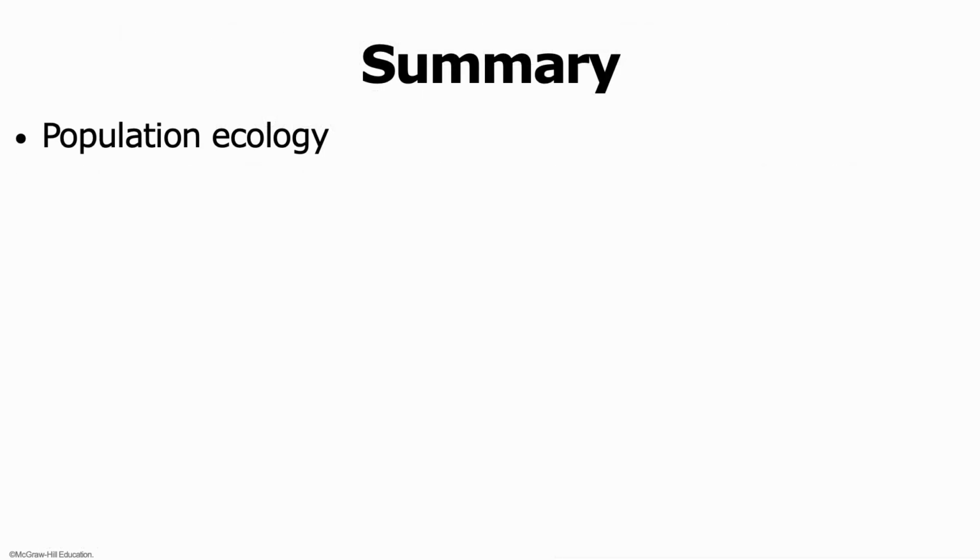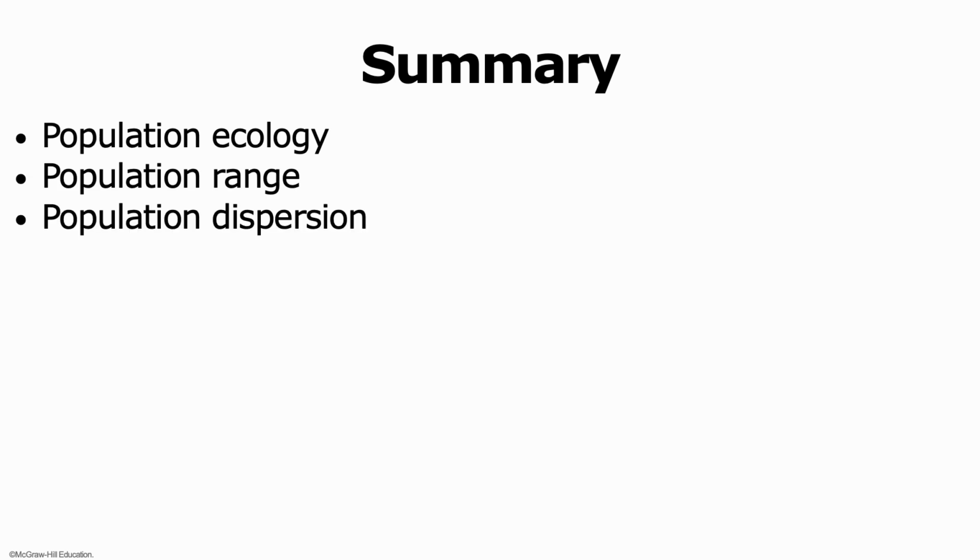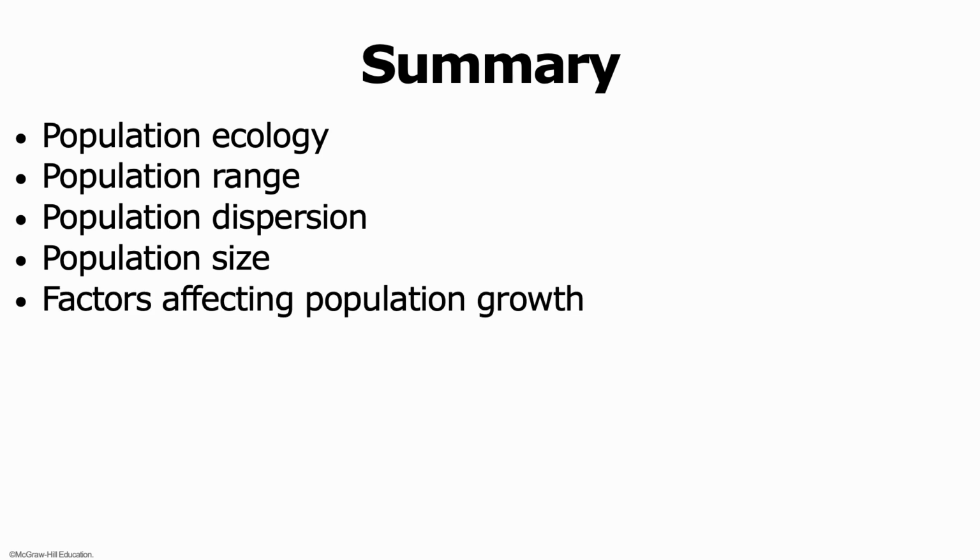With this, we come to the end of our talk, where we learned about basic aspects of population ecology, which includes learning about the population range, population dispersion, as well as population size. We also learned about the different factors that can affect population growth.